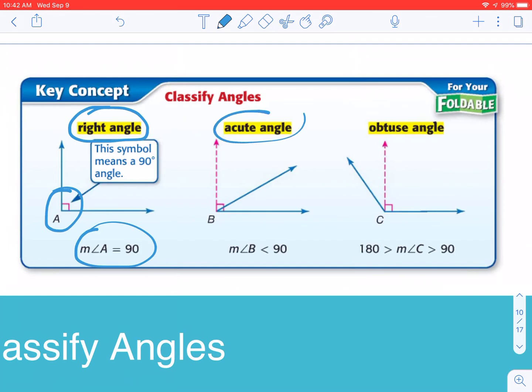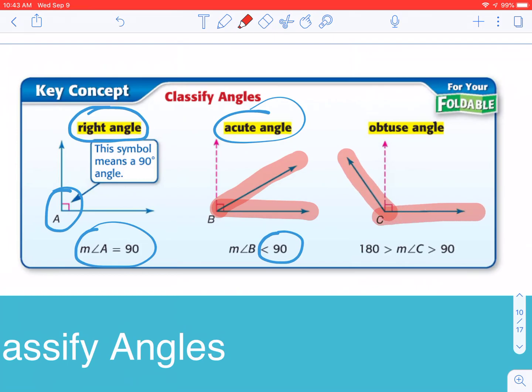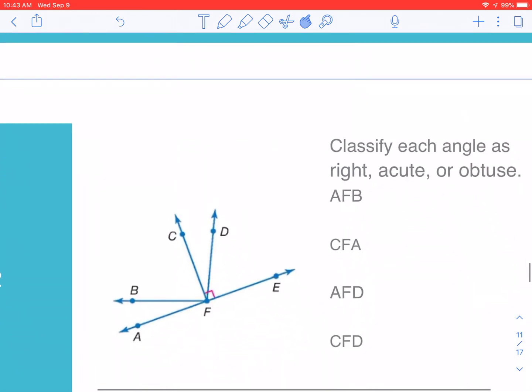Acute angle is less than 90. Okay, so we see our acute angle here that I've highlighted. You can see that it's smaller than 90. 90 is that pink dotted line. And then the obtuse angle, which is here, talking about obtuse now, it's greater than 90, but one thing to remember, it's also less than 180. Okay, so make sure you know how to classify those angles. We're going to practice that now.